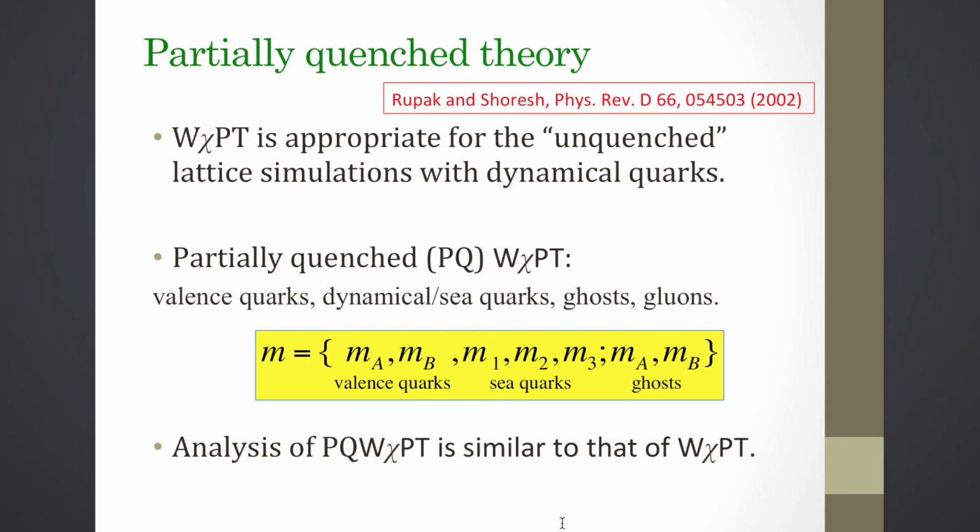And for the construction of a partially quenched WChPT, we only need to extend the flavor mass matrix to include the sea quarks and the ghosts. So the flavor matrix will have two flavors of valence quarks, and the ghosts have the same mass as the valence quarks. And there are three flavors of sea quarks which have different mass from the valence quarks. The analysis of the partially quenched WChPT is similar to that of WChPT, and they are actually of more practical use for the lattice theorists.